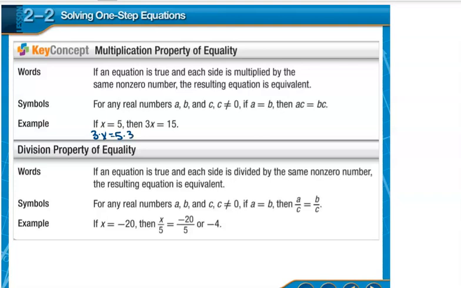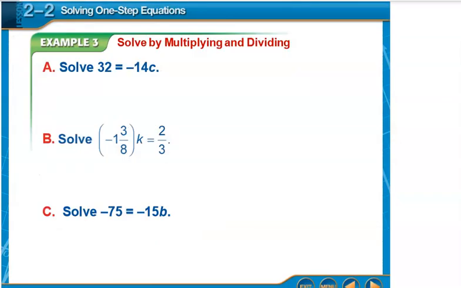So whatever you do to one side, you do to the other. If I divide one side by 5, I better divide the other side by 5. All right, so this is our first example.